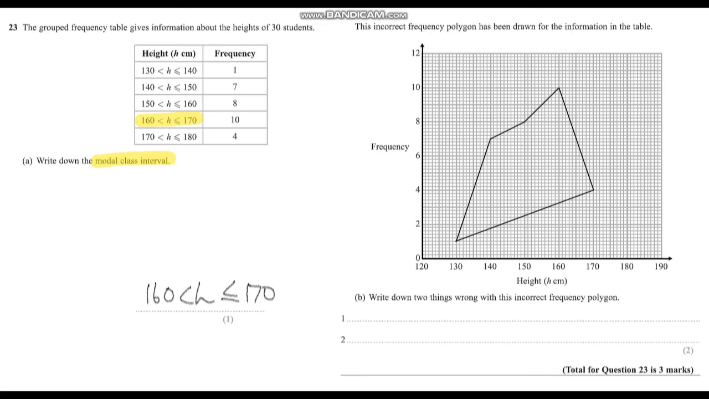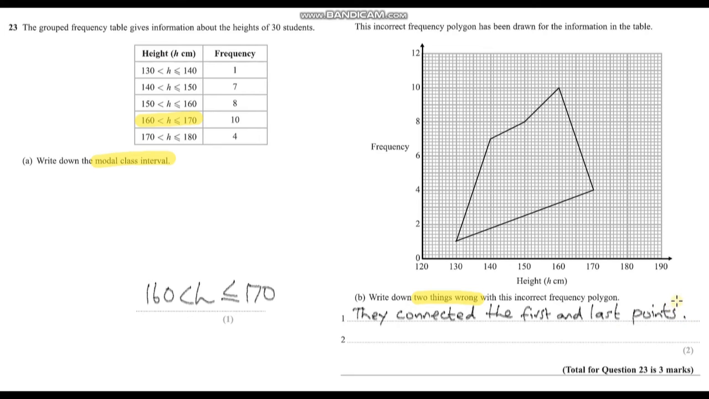Okay, part B. This incorrect frequency polygon has been drawn for the information in the table. Write down 2 things wrong with this incorrect frequency polygon. Now, I can see straight away one thing that's wrong with it, and that is this line here. You shouldn't connect the start to the end of the line. So that's the first thing that's wrong with it. They connected the first and last points. That is definitely a no-no.